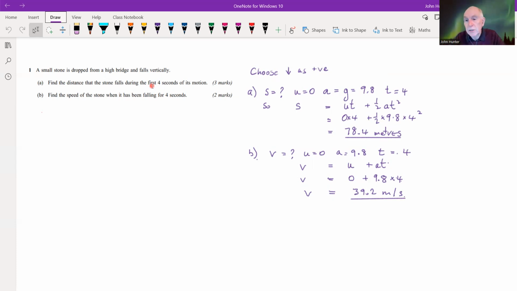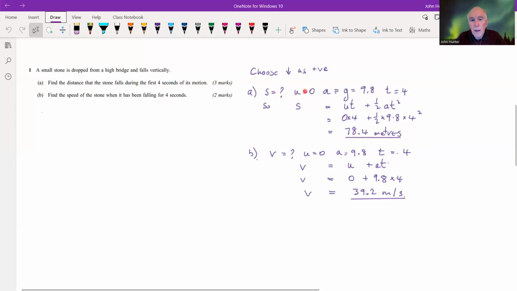But as long as we're consistent in what we do, then that's the important thing. But be clear about which direction is positive, because otherwise you'll get one of the signs wrong. You'll have positive velocity when you mean negative, and basically you'll get the wrong answer. Okay, so let's have a look at this now.